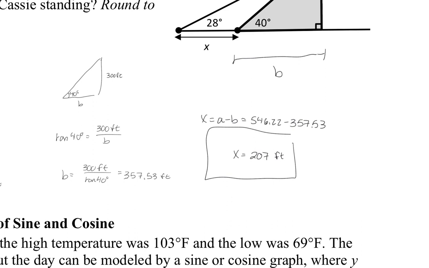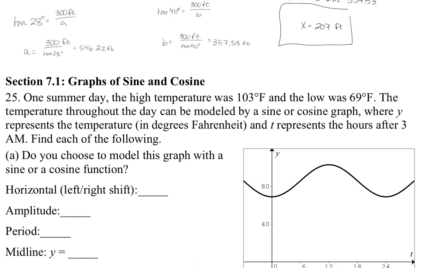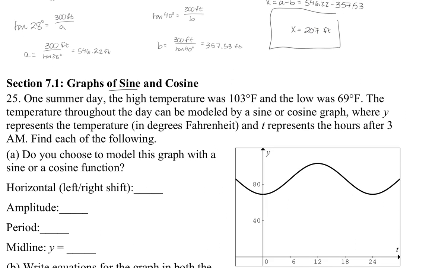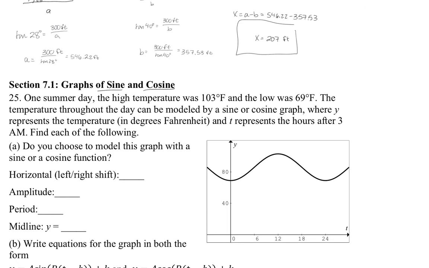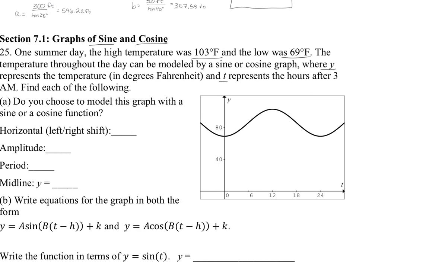Perfect. And now moving on to section 7.1, we're looking at graphs of sine and cosine. So this graph is representing the high and low temperature of a summer day. The temperature throughout the day is modeled by a sine or cosine graph, where y represents the temperature in degrees and t represents the hours after 3 a.m. So we're doing each of the following.